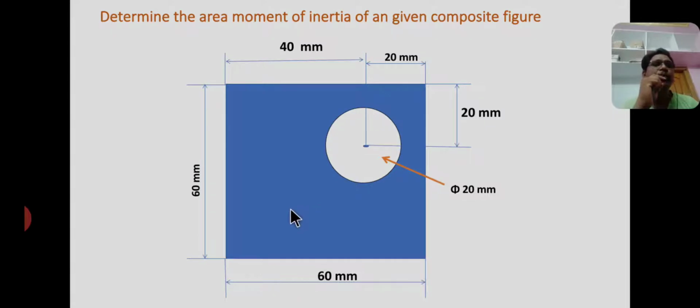So for solid portions you have to consider a positive area, and for hollow portions you have to consider a negative area. So you have to mention a negative sign for these areas. Solid sections you have to consider as positive sign, for hollow portions you have to consider negative sign. This is very important.